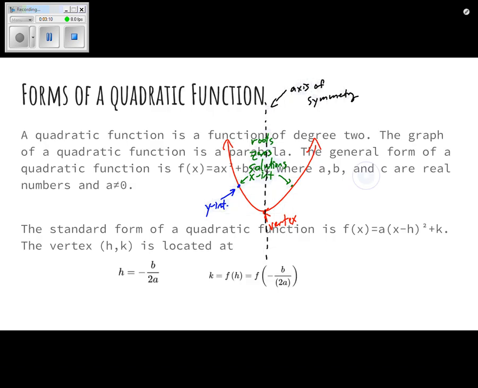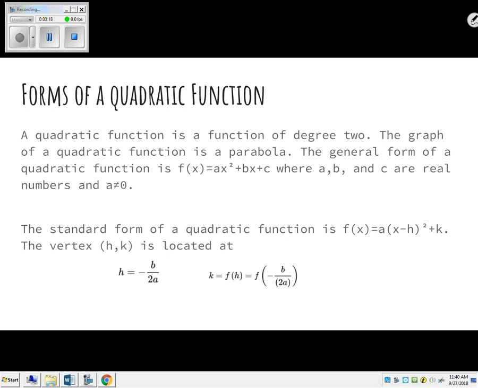Okay. So first thing we want to do is talk about the different forms that you're going to see of a quadratic function. The one that we're going to be using more of is this ax squared plus bx plus c. You're going to hear me refer to that today as general form. Okay, general form. The other type of form that we have is called standard form. I might accidentally call it vertex form. That is another name for it. Standard form or vertex form.